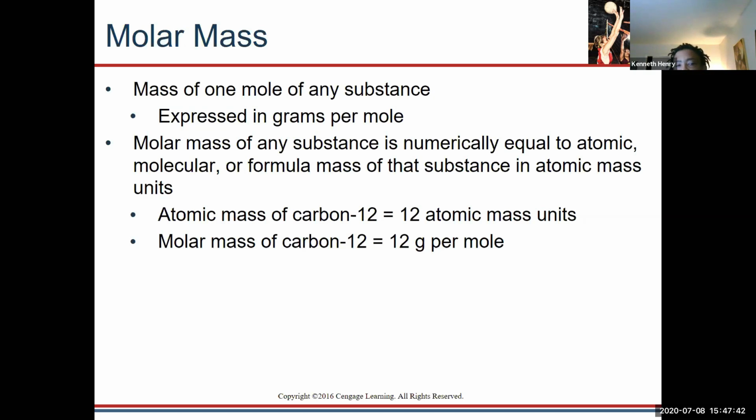The only thing that's going to be different is the units. What is going to be the units in this case? Grams. Is it going to be just grams? No, it's going to be grams per mole. Not molecules, moles. Grams per mole. So we don't want to mistake molecules and moles, right?